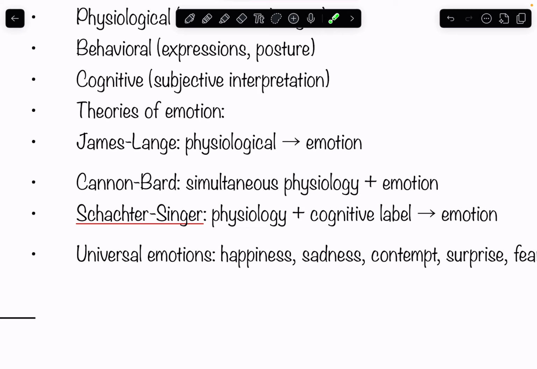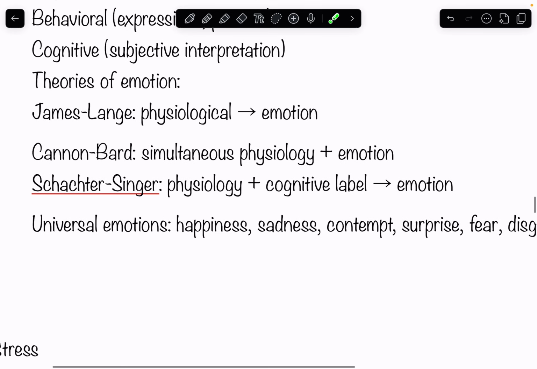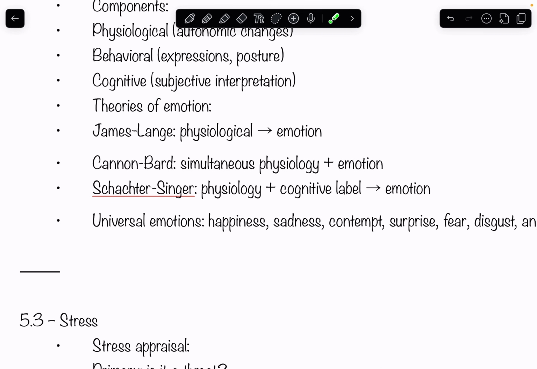And then your Schachter-Singer theory. Now, usually I just call this the two-step authentication, because what's going to happen is you're going to see something, okay? Imagine you see a bear. Your heart rate's going to start going up, and then you're going to say, "Holy shit, it's a bear." And then you're going to feel the emotion. So it's like a two-step process versus the other two. It's different in that you put a label on what you're looking at, versus this just being a natural physiological response.